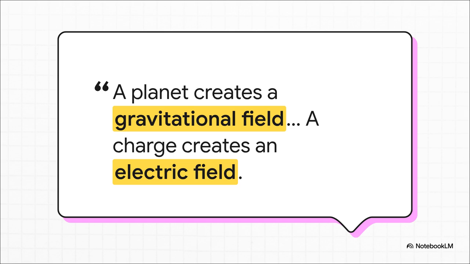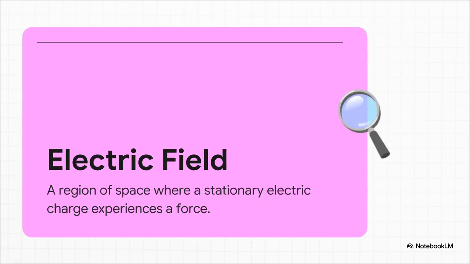Well, an electric charge does the exact same thing. It generates an electric field. It's its own personal area of influence. So here's the official definition. An electric field is just a region of space where if you put another charge, it's going to feel a force, that push or that pull. It's the invisible arena where all the electrical action happens.